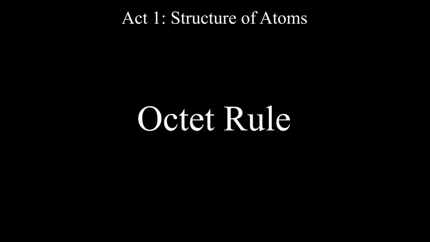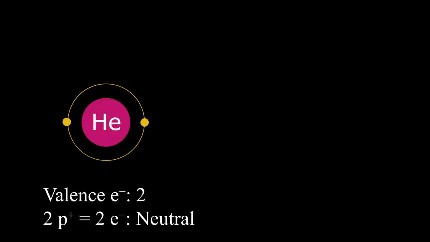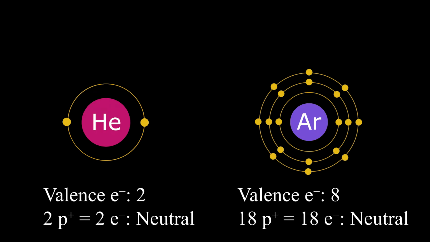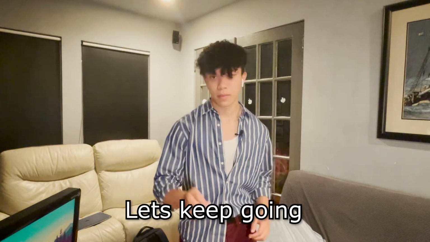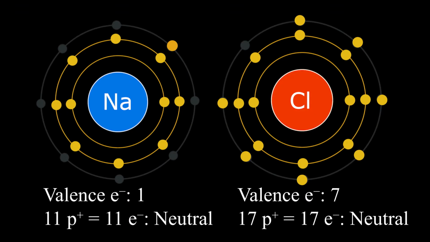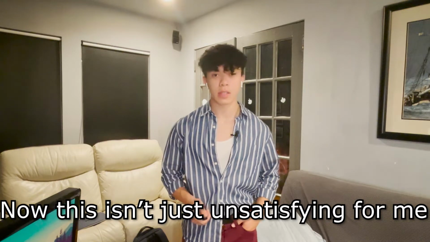Let's look at a few examples. Helium has 2 electrons, completely filling its first energy level. Argon has 18 electrons, completely filling all 3 of its energy levels. Let's keep going. This is sodium and this is chlorine. When we look into the valence shell, we see that sodium has 1 too many valence electrons, while chlorine is missing 1. Now, this isn't just unsatisfying for me.